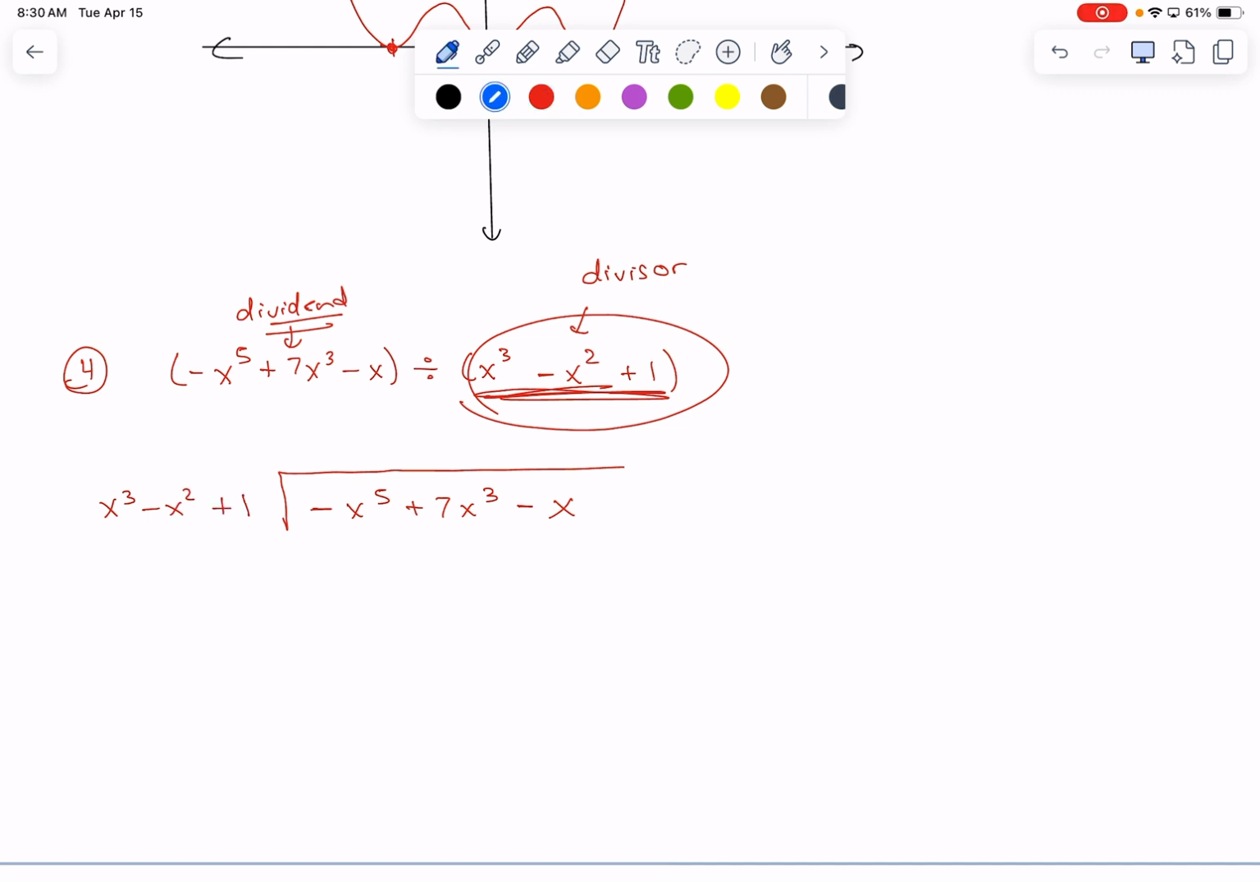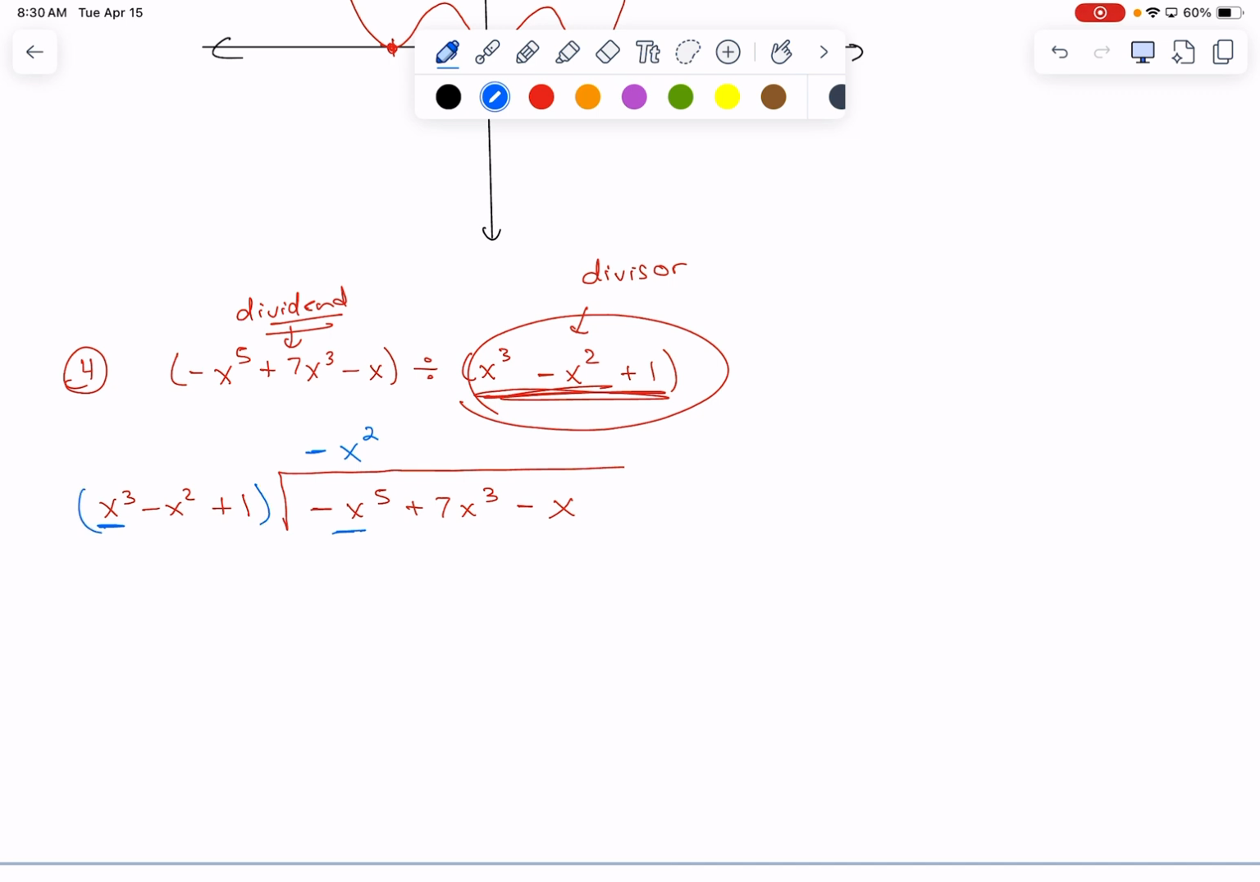All right, are you ready? How many times do you take the first into first? You always go first into first, Brody. Okay? Because you want to see the highest ones. So x to the 3rd. What would you have to multiply x to the 3rd by to get negative x to the 5th? Negative x to the 2nd. Does everybody agree? Is that going to give you negative x to the 5th if you multiply them? Yep. All right, so now let's distribute with all 3 terms.